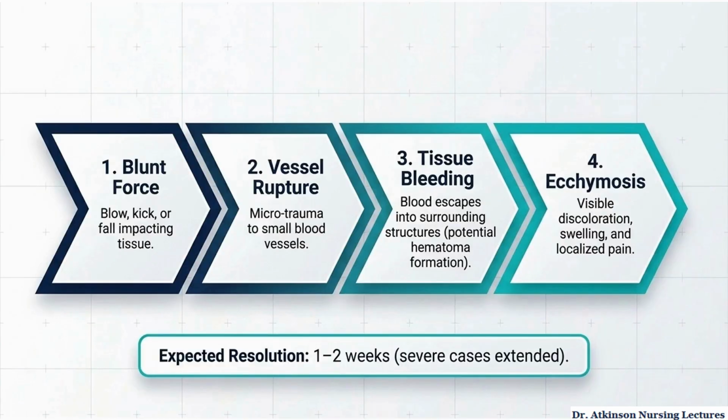Contusions occur when blunt trauma ruptures small blood vessels, and blood leaks into surrounding tissue, producing swelling, ecchymosis, pain, and sometimes hematoma formation. Most resolve within 1 to 2 weeks, although large hematomas may persist longer or require aspiration. Nursing assessment focuses on identifying expanding hematomas, neurovascular compromise, or hidden fractures beneath the soft tissue injury.